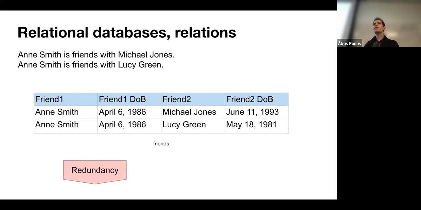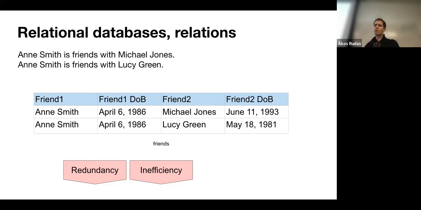We would need to modify every record which contains Anne Smith's birthday. Now, it means that in this case, we have to modify it 2 times. If Anne has, let's say, 18 friends, it means that we have to modify it 18 times. So it's very inefficient. Inefficient in a computational sense, and also inefficient in a storage sense, because we are storing all these fields.